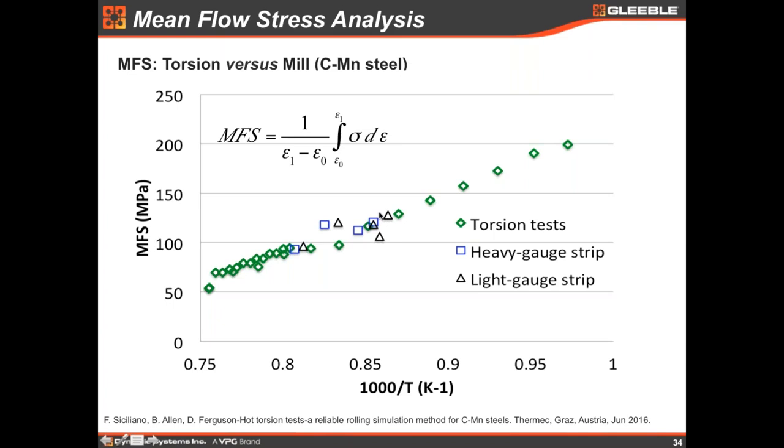normalized for strain rate. And I plotted it together with torsion tests of the same steel chemistry, and we see that they fall in the same trend. So again, the Gleeble simulations are very reliable to get information for hot rolling.